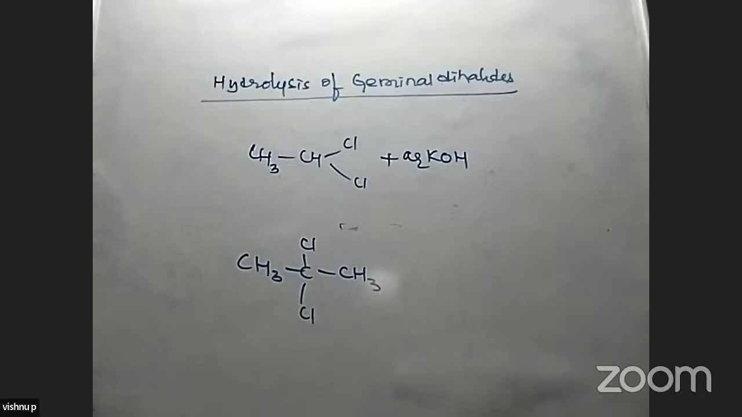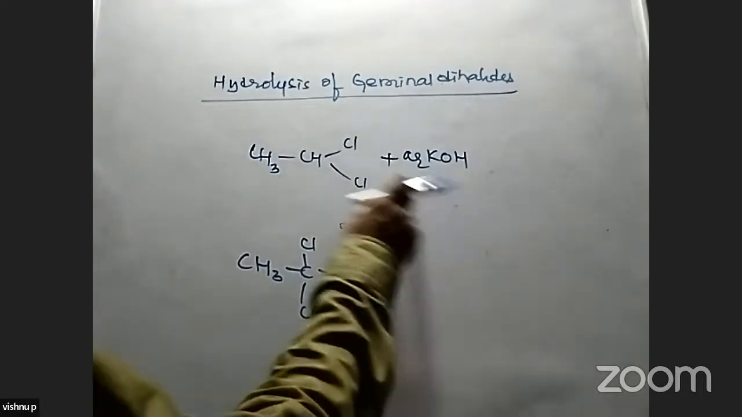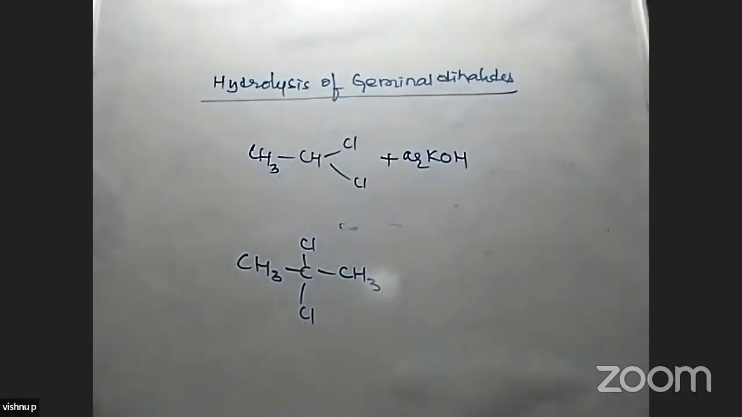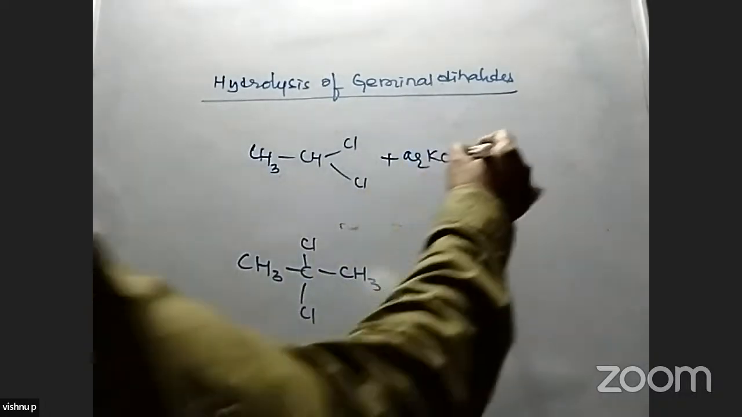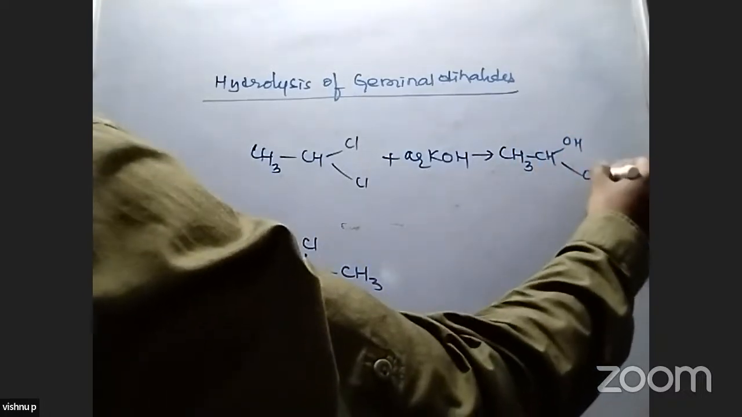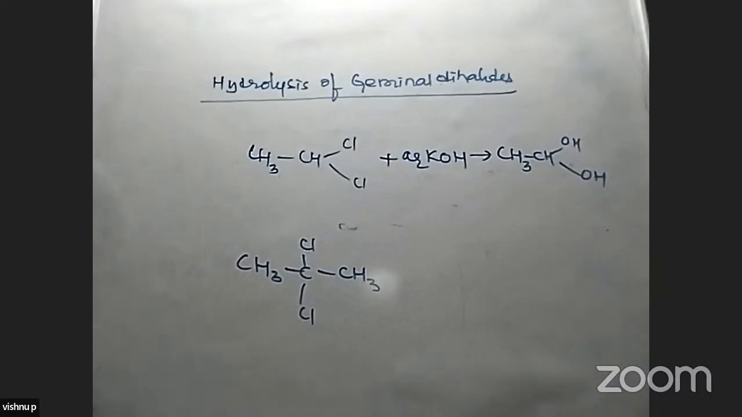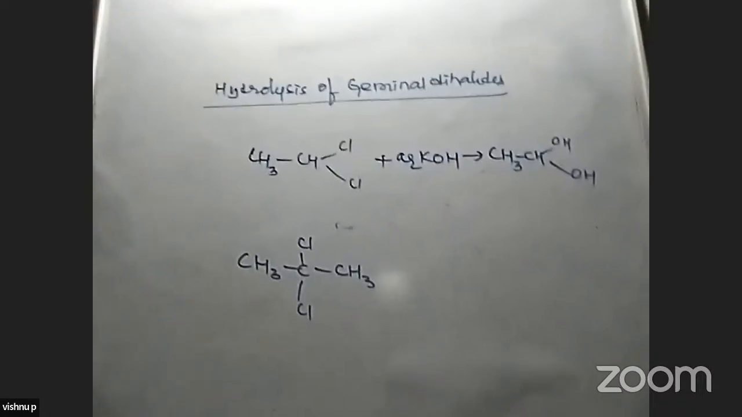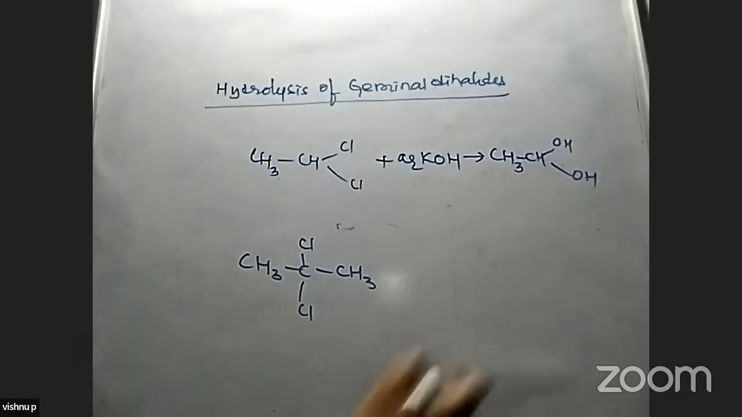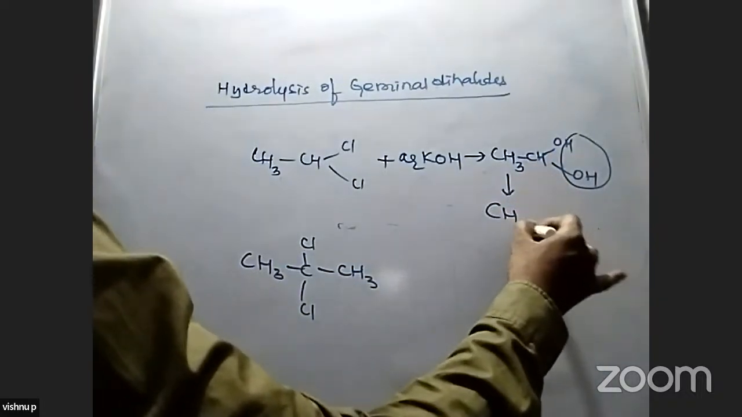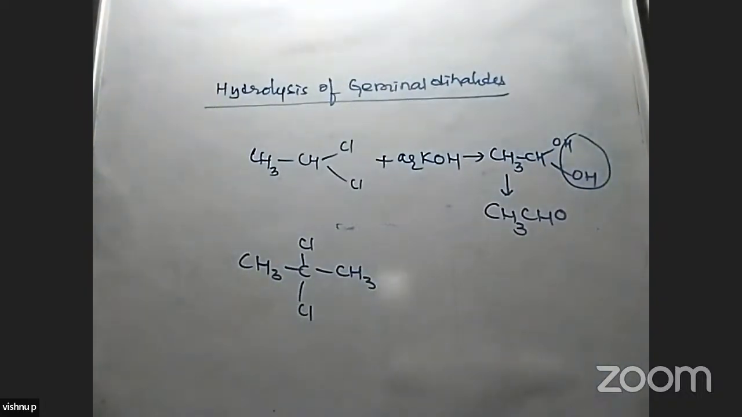So what is the role of aqueous base? In presence of aqueous base, the two halogens are displaced by OH groups. So what type of compound is formed here? CH3CH(OH)OH is formed in this reaction. Two OH groups are attached to one carbon, but if two OH groups are present on the same carbon, it is not stable. It is stabilized by separation of water. So we get an aldehyde in this reaction.